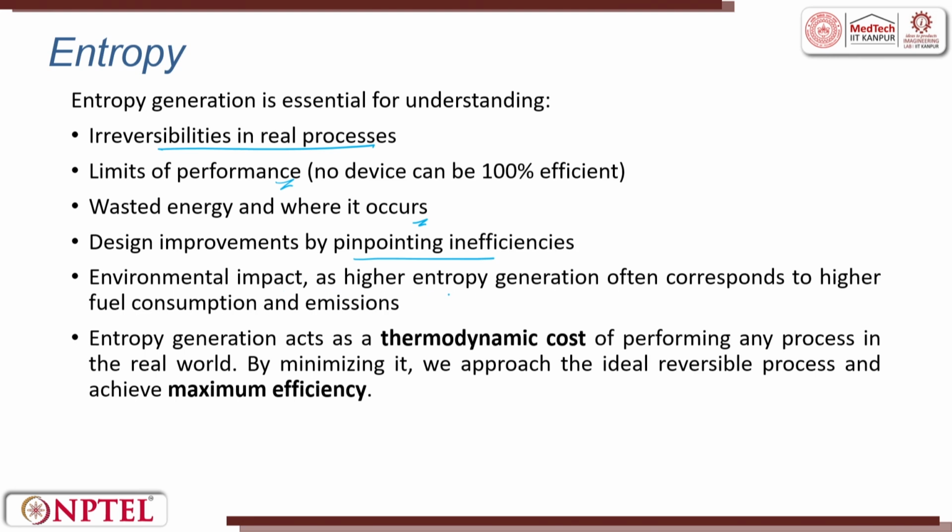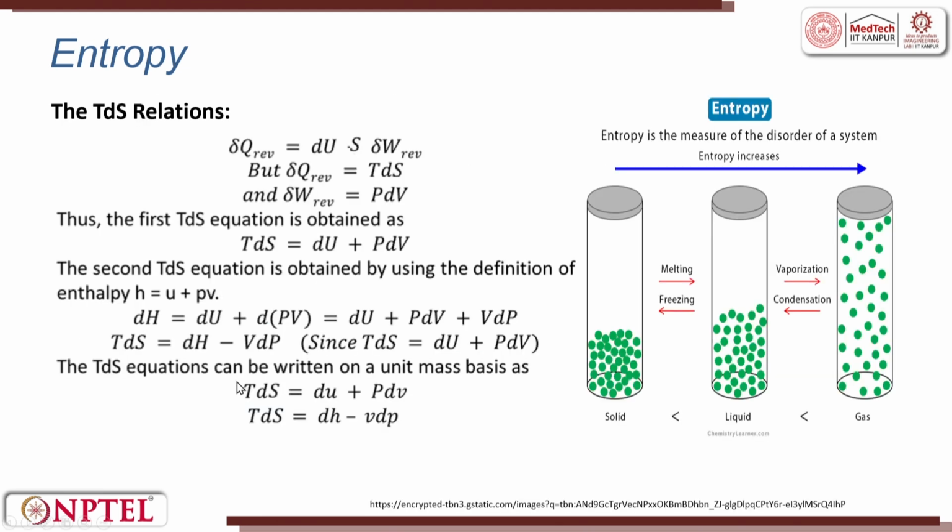Environmental impact is also there, as high entropy generation often corresponds to higher fuel consumption and emission. Entropy generation acts as a thermodynamic cost of performing any process in the real world. But by minimizing it, we approach the ideal reversible process and attain maximum efficiency. Next, the thermodynamic TdS relationships.